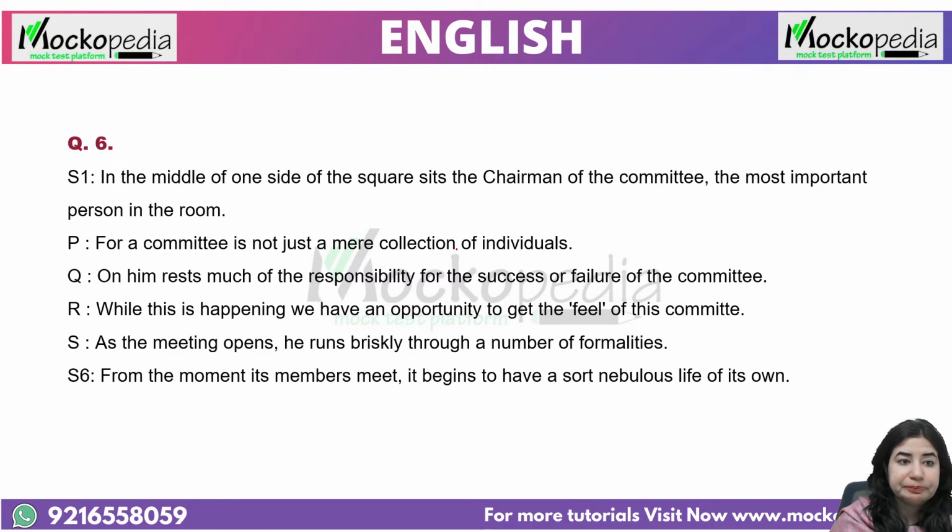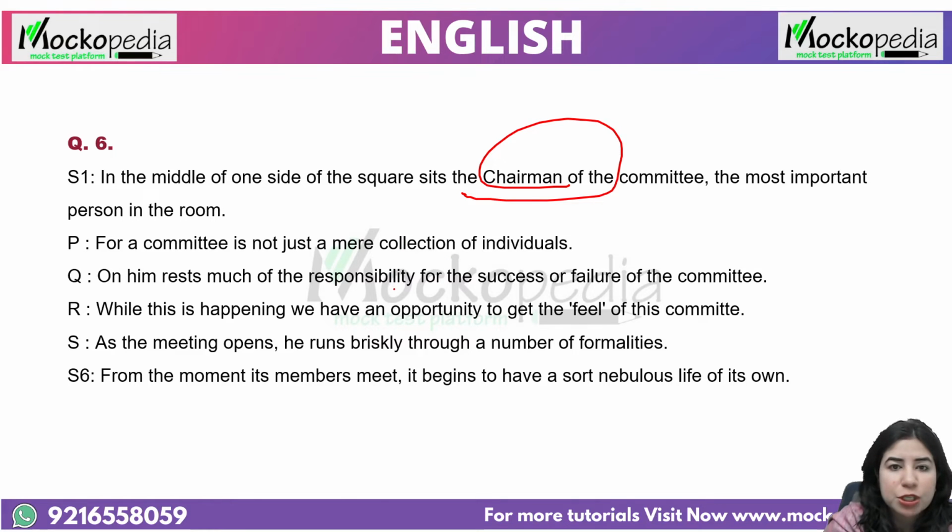Okay, let's see. In the middle of one side of the square sits the chairman of the committee, the most important person in the room. So we are talking about the chairman. For a committee is just not a mere collection of individuals. On him rests much of the responsibility for the success or failure of the committee. So of course, for him we can gather is referring to the chairman. So it's a pronoun clue. We are going to utilize this. While this is happening, we have an opportunity to get the feel of this committee.